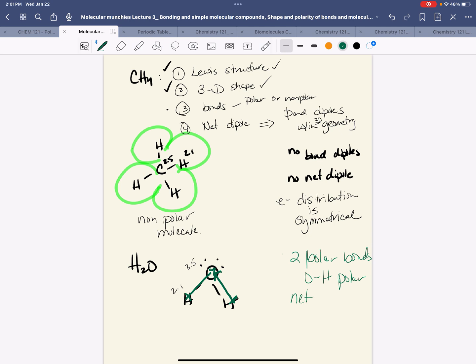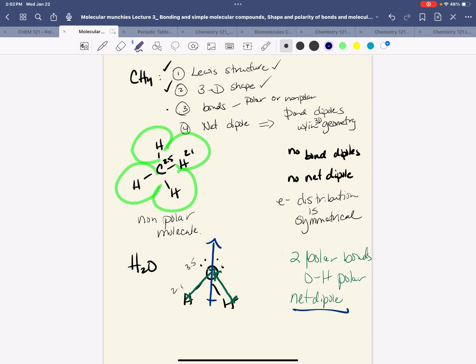When we think of our net dipole, we have to think about how those two bond dipoles are interacting in the three-dimensional shape. This is a hard one, but there is a net dipole for this particle, and that's because they're kind of pulling in this direction. Collectively the two bond dipoles are pulling and creating a net dipole in this direction. So our net dipole is the manifestation of these two polar bonds acting in the three-dimensional shape of this bent structure.